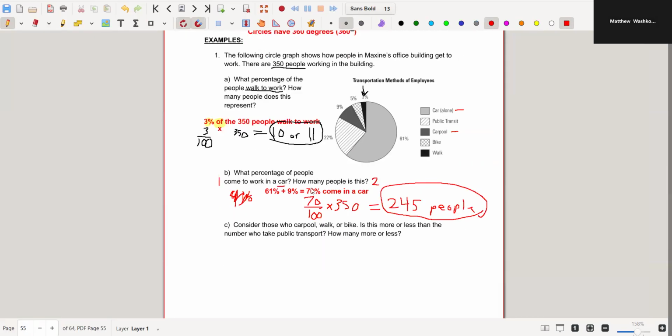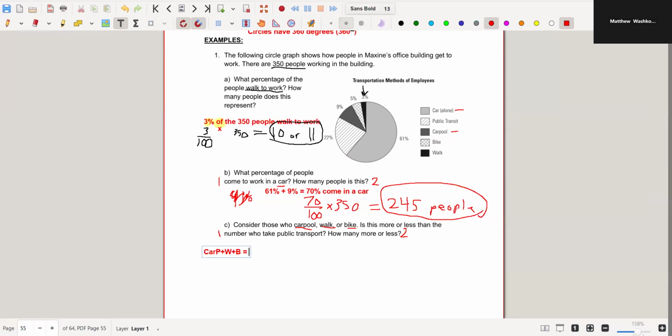So question C. Now consider everyone who carpools, walks, or bikes. If I add up the people who carpool, walk, and bike, is this group more or less than the number of people who take public transport? And then how many more or less? So there are two questions here. First, we look at how many people carpool, I'm going to put C, how many people walk, I'm going to put W, and how many people bike. Sorry, car P.